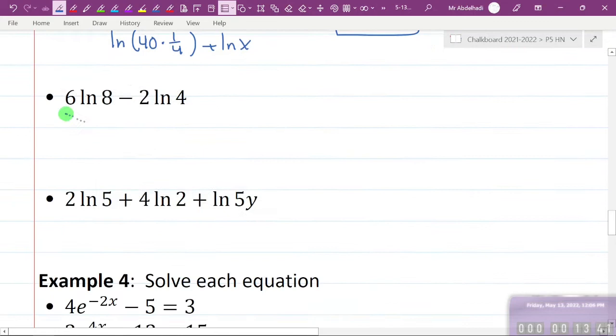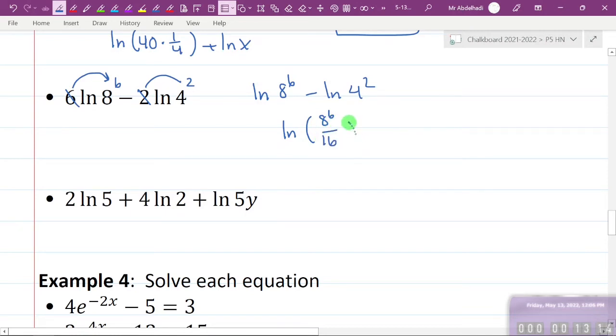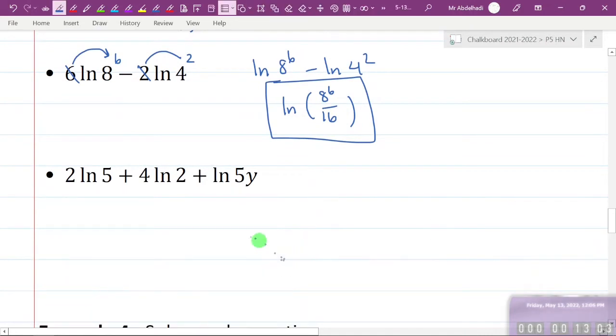Next one, we got 6 ln 8 minus 2 ln 4. We're going to put the 6 up here as a power using the power property, and the 2 as well up here using the power property. This now becomes ln 8 to the 6th power minus ln 4 to the 2nd power. This is a quotient, so we get ln whatever 8 to the power of 6 is. That's going to be a very big number. Whatever 4 squared is, 16, so that's not a problem. And that's it.